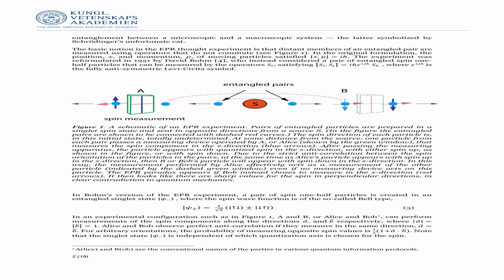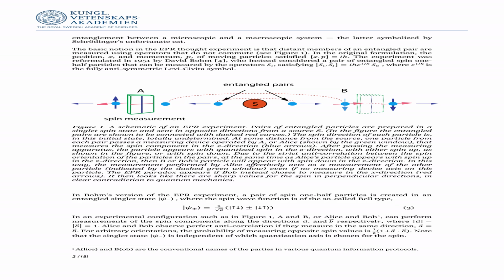In an experimental configuration such as in Figure 1, A and B, or Alice and Bob [1], can perform measurements of the spin components along the directions â and b̂ respectively, where |â| = |b̂| = 1. Alice and Bob observe perfect anti-correlation if they measure in the same direction, â = b̂. For arbitrary orientations, the probability of measuring opposite spin values is 1/2 (1 + â · b̂). Note that the singlet state |ψ⁻⟩ is independent of which quantization axis is chosen for the spin.